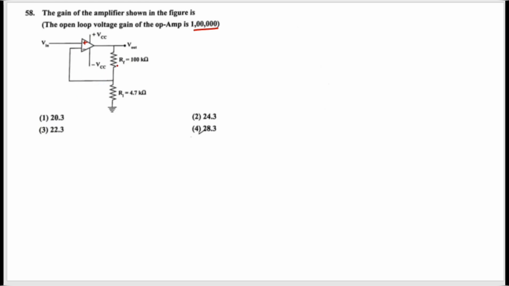Okay, now for the non-inverting amplifier, to find the gain of the amplifier, we have a formula. That formula I am writing as AV, that is gain, which is equal to 1 plus RF divided by R1. They have given the RF value which is equal to 100 kilo ohm, and the R1 value which is equal to 4.7 kilo ohm. Directly applying this formula, you will get the answer.